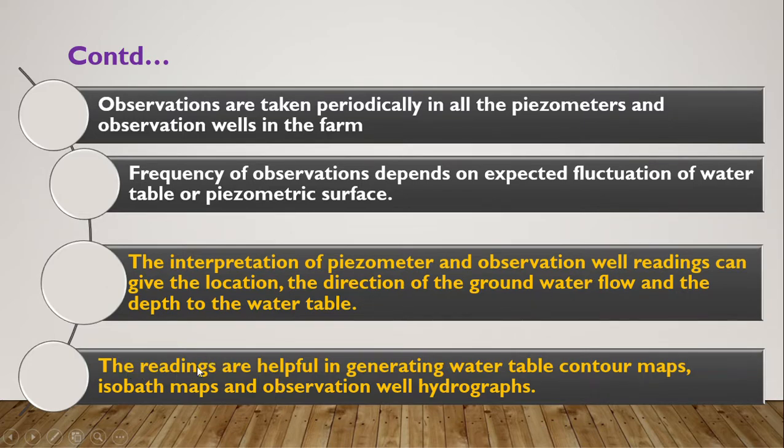And finally, the readings are helpful in generating water table contour maps and isobath maps. These are the two things which are very much necessary for designing a subsurface drainage system. Observation well hydrographs are also there. So all these things can be derived from the readings of piezometers and observation wells.